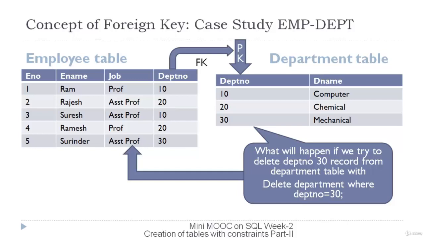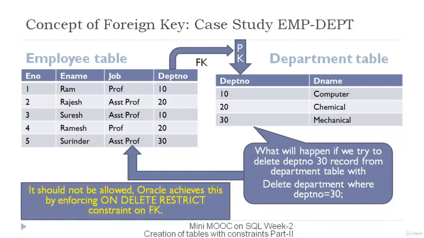It should not be allowed because then the record of employee number 5 will become invalid. Oracle achieved this through the on delete restrict constraint on foreign key, and it is a default option on the foreign key constraint.